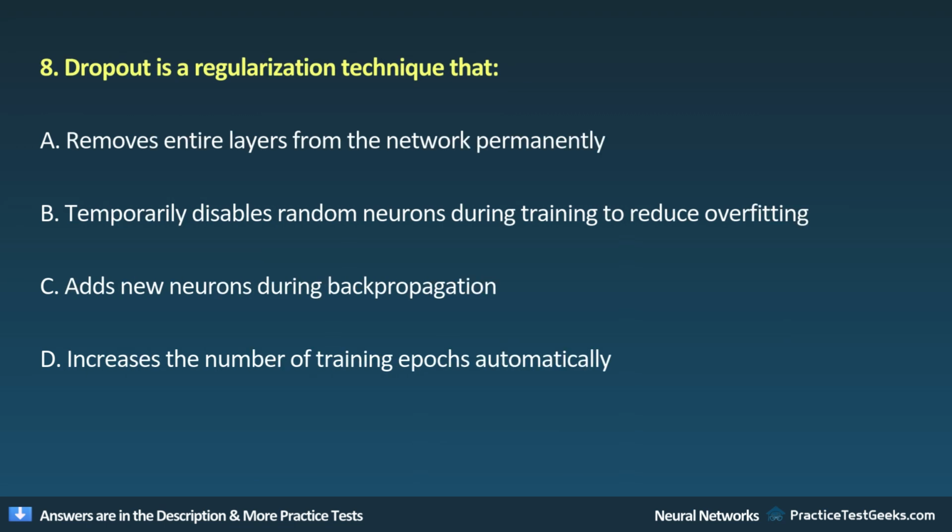8. Dropout is a regularization technique that A. Removes entire layers from the network permanently. B. Temporarily disables random neurons during training to reduce overfitting. C. Adds new neurons during backpropagation. D. Increases the number of training epochs automatically.